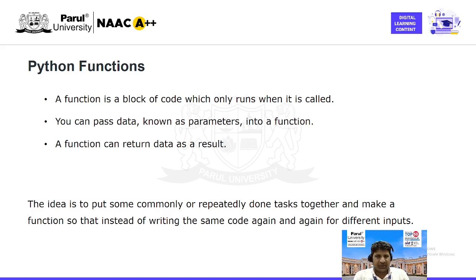It means first we create the function, and then whenever and wherever we need it, we can call it and execute it. We can also pass data, known as parameters, into a function. We pass parameters or data from outside of the function body. A function can return data as a result. When a function executes, it generates a result, and the function can return the result to where it is called.